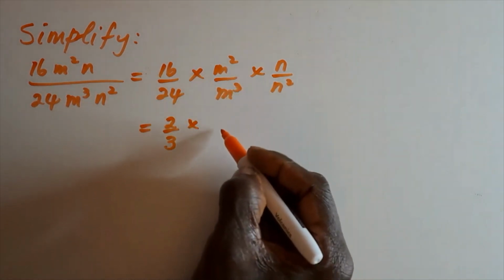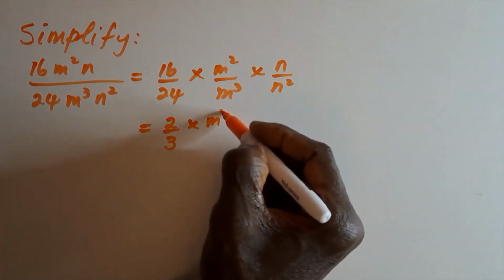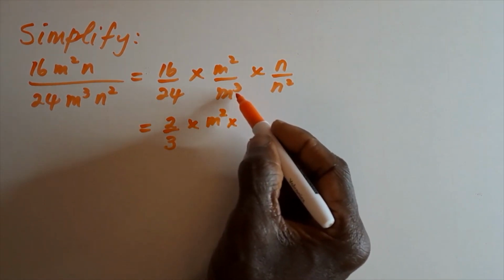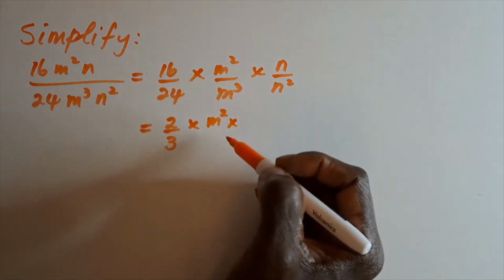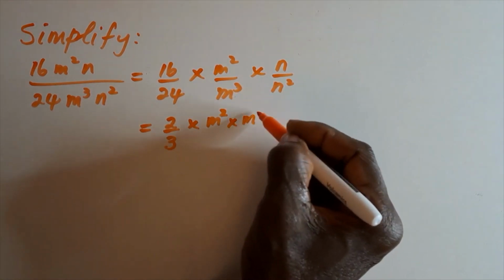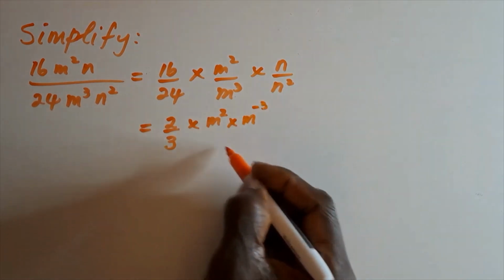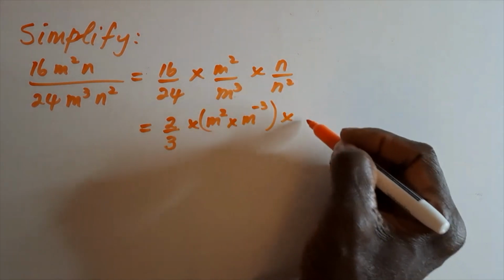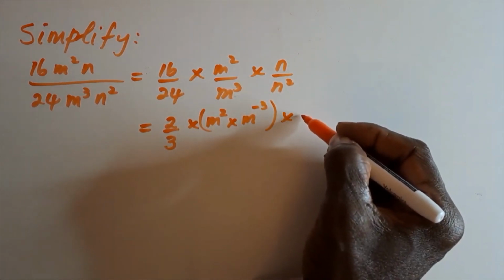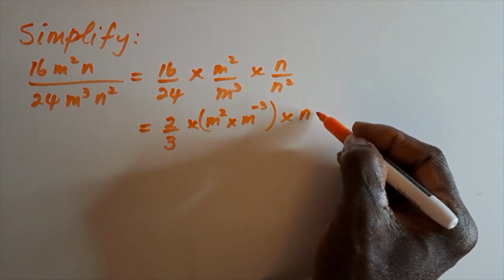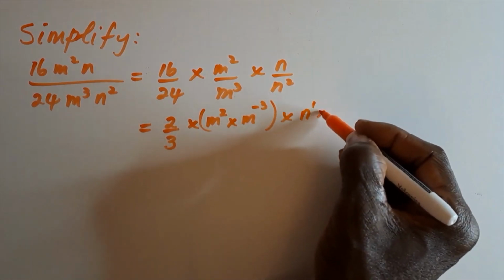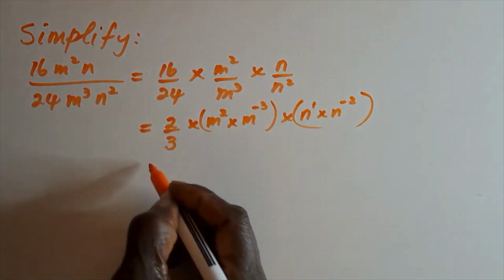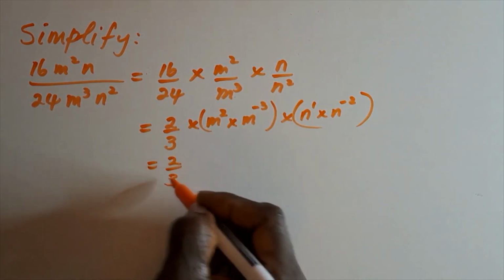Now we're dealing with indices. We have m squared, and we'll take this m cubed in the denominator and take it up to the numerator. It becomes m to the minus 3. We'll do the same here with n. This is n to the 1 times n to the minus 2. 2/3 stays as it is.